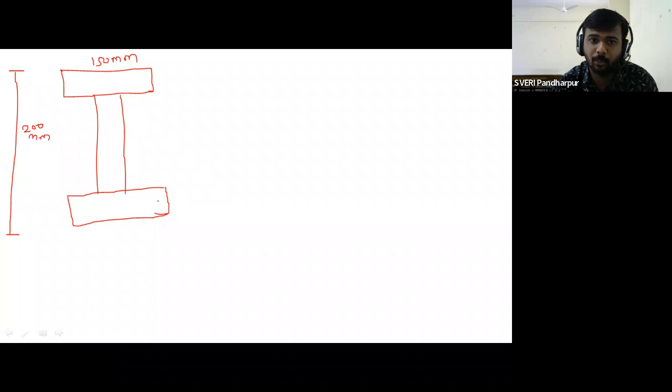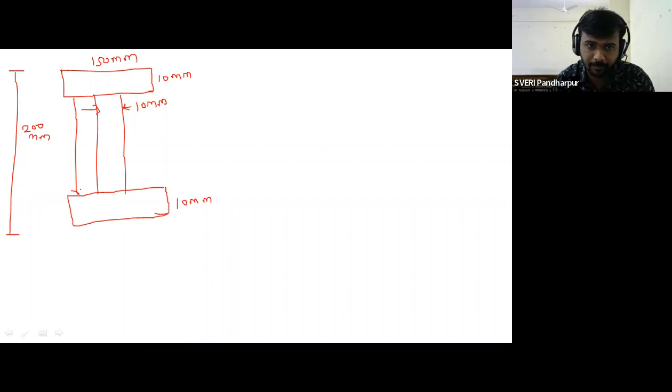म्हणजे फ्लॅंज कुठल्या झाल्या? दोन्ही पण झाल्या, बरोबर? This is 10 mm top flange thickness. This is 10 mm bottom flange thickness, and web thickness is also 10 mm. Then what is the height of web? 180 mm. This is very important. So this is section 1, this is section 2, and this is section 3.